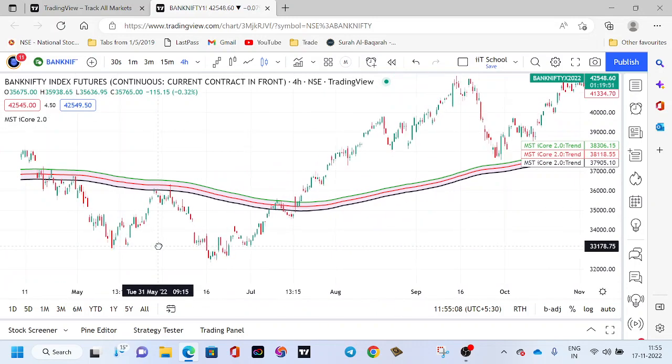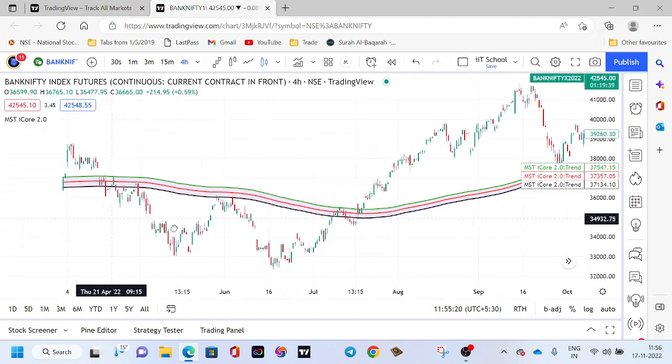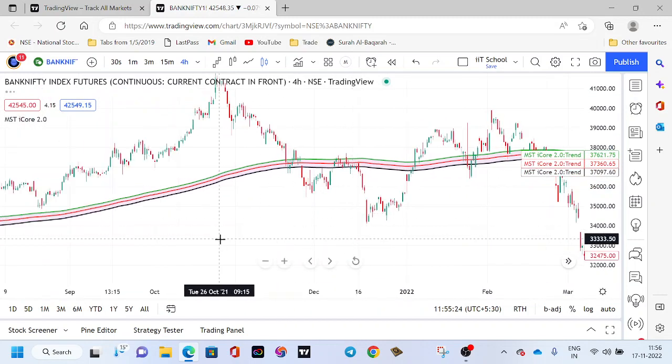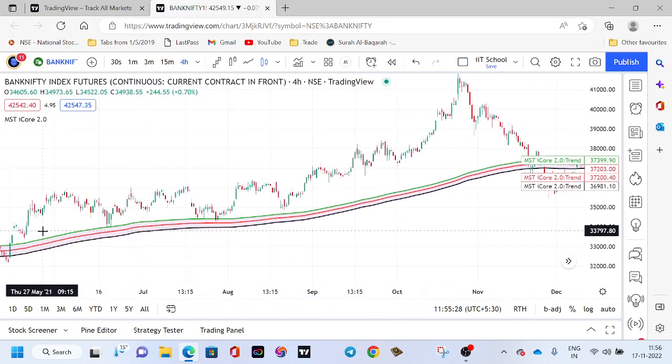So for example, a sell entry. Here the market has closed here. Once this low is broken, we have to go for the sell entry. So here if you have taken it, see the profit. Similarly, we can show multiple examples. Loss also will come, but the profit will be very high compared to the loss.